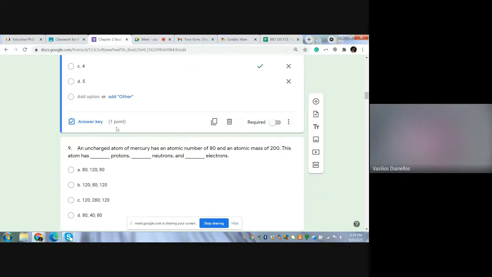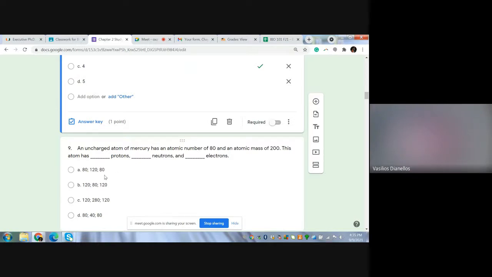This atom has blank protons, so we know it has 80, right? Because we know the atomic number is 80, therefore it must have 80 protons. We also know, because it says it's uncharged, that if it has 80 protons, it also must have 80 electrons. So we know that these two are 80 and 80. We know the atomic mass is 200. So then the question is 80 plus what equals 200, right? And the answer is 80 plus 120. So the answer to this is A.